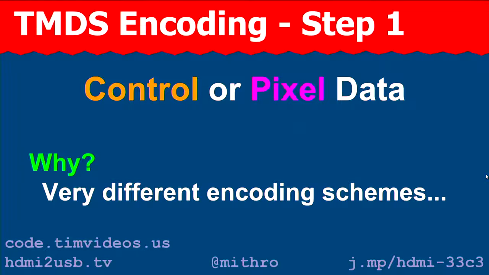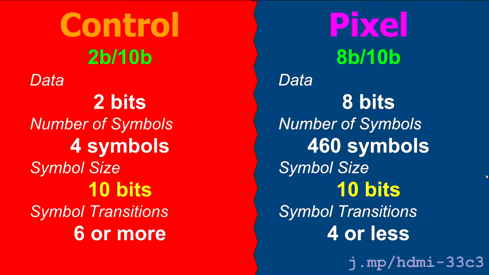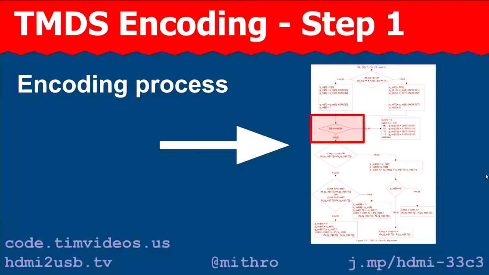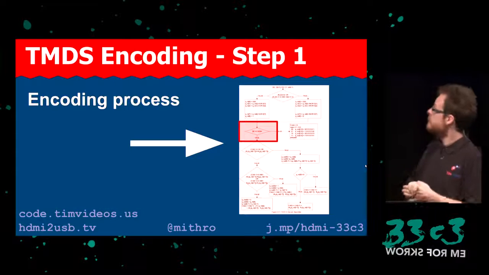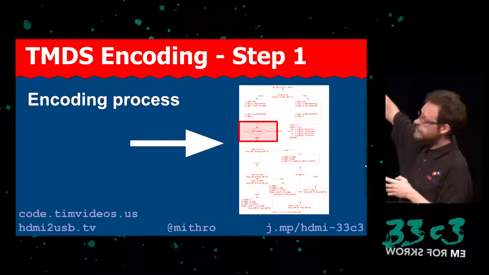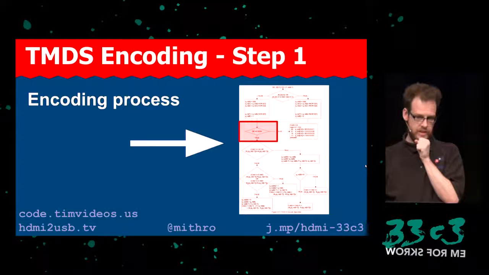Why do we care? Because the encoding schemes for control and pixel data are actually quite different. This is the main difference. I'm going to come back to this slide a bit later. But again, an important thing to see here is that despite the encoding scheme being quite different, the output is 10 bits in size. So that first step, choosing whether it's pixel or control data, is described by this bit of the diagram. You might notice it's not the first thing in the diagram.